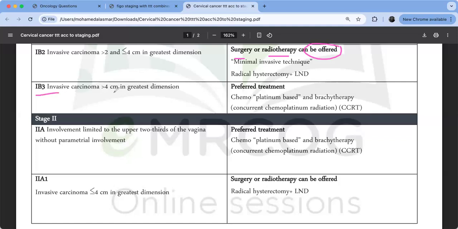1B3. Look, my friends, from 1B3 and the coming stages, we start the role of what? No surgery anymore. Surgery carries more risk of morbidity and mortality. We will start the role of CCRT. So 1B3, this is when you start offering the chemo, platinum-based, and brachytherapy, concurrent chemo-platinum radiotherapy or CCRT. This is the preferred treatment in this case, comparable to surgery with less comorbidity and mortality.